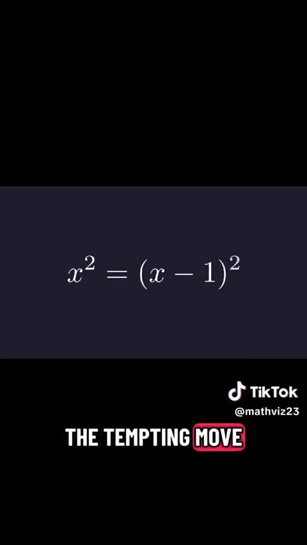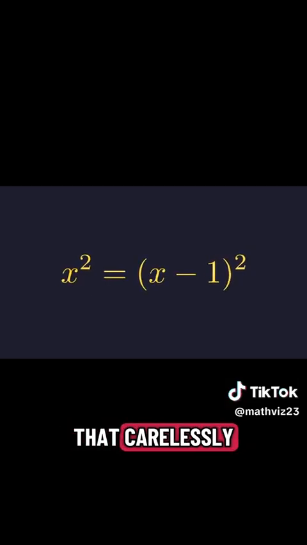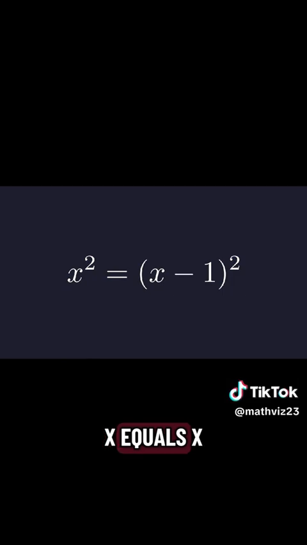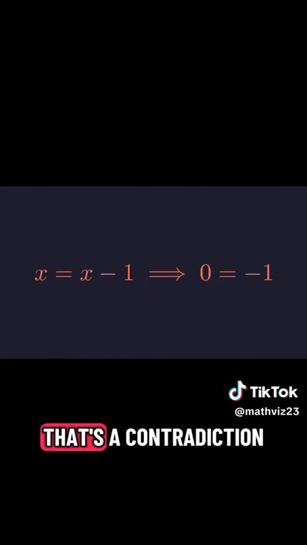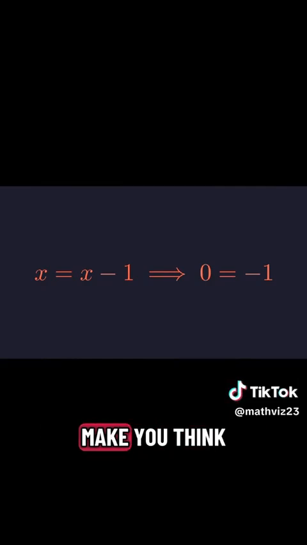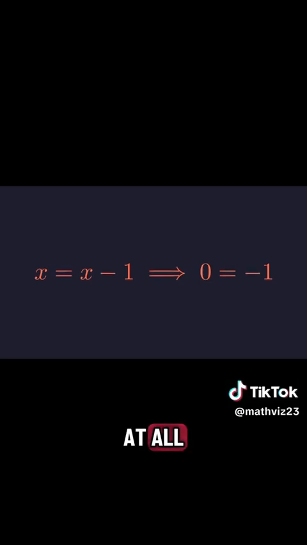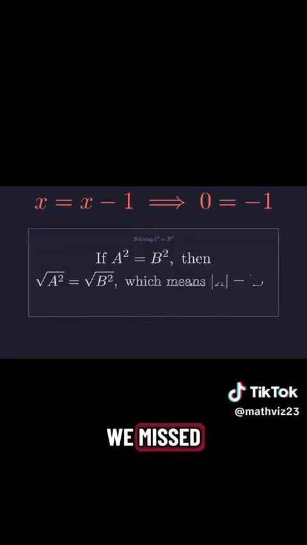The tempting move is to just take the square root of both sides. If you do that carelessly, you might write x equals x minus 1. Subtract x from both sides, and you get 0 equals negative 1. That's a contradiction, and it might make you think there's no solution at all. But here's what we missed.